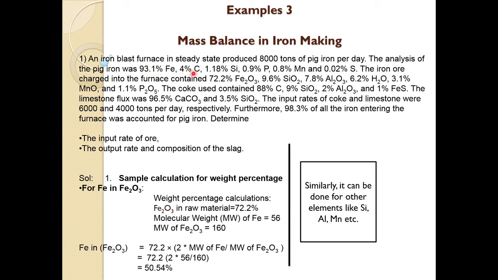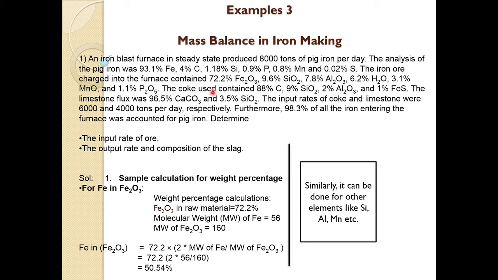93.1% iron, 4% carbon, 1.18% silicon, 0.9% phosphorus, 0.8% manganese and 0.02% sulfur. Iron ore charged into the furnace contained 72.2% hematite, 9.6% silica, 7.8% Al2O3, 6.2% water, 3.1% manganese oxide and 1.1% phosphorus pentoxide.